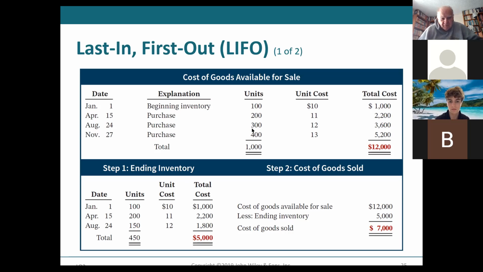Here is your ending inventory. Then you have 150 left from the layer of 300 at 12. You still have the 200, and you still have the 100.